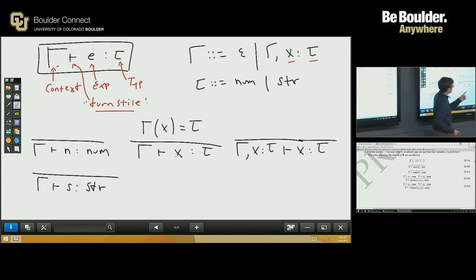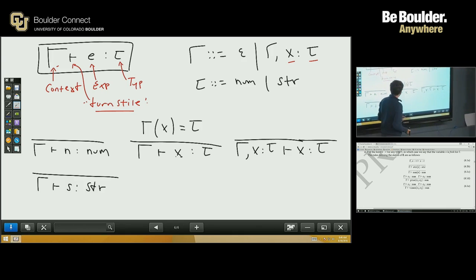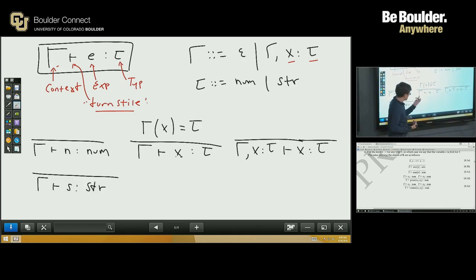Well, in this type system, it's pretty simple. Nums are equal to nums, and strs are equal to strs, right? As we go, we'll see type systems which are way more powerful and expressive, where this notion of equality is kind of tricky.